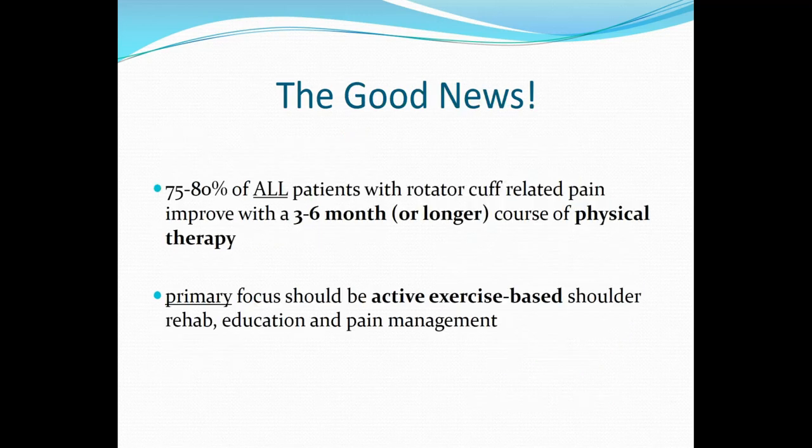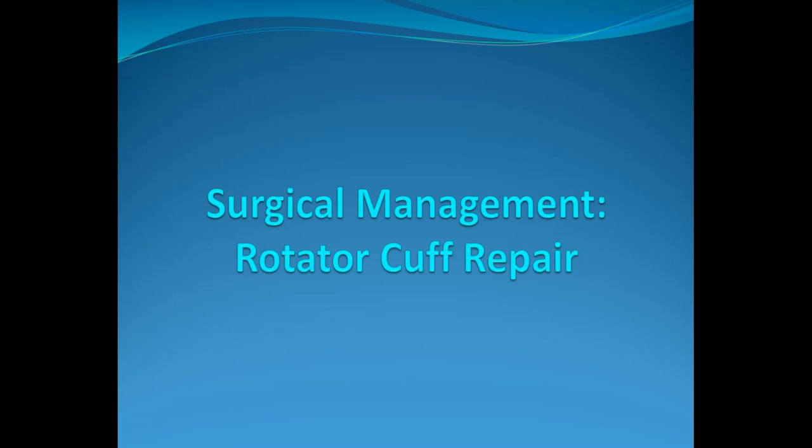The good news is that 75 to 80% of all patients with rotator cuff related pain improve with a 3 to 6 month course of physical therapy. The primary focus is education, pain management, and exercise-based active shoulder rehab. Research shows the results of active, exercise-based rehab are equal to surgery. Now that we've talked about rotator cuff related pain, we'll move on to surgical management of rotator cuff tears.